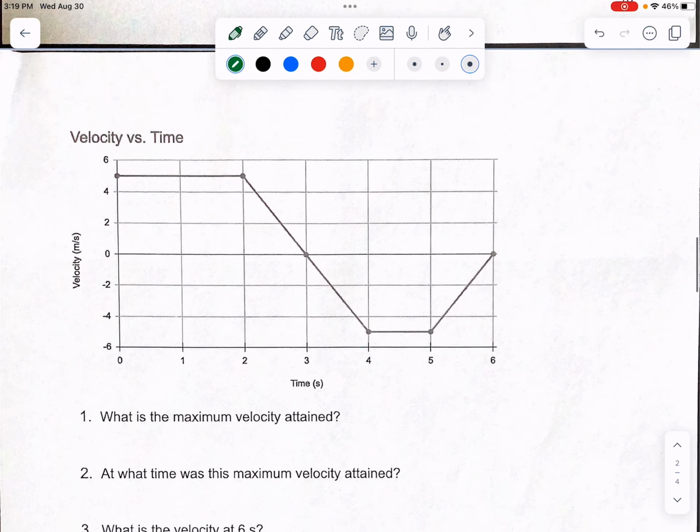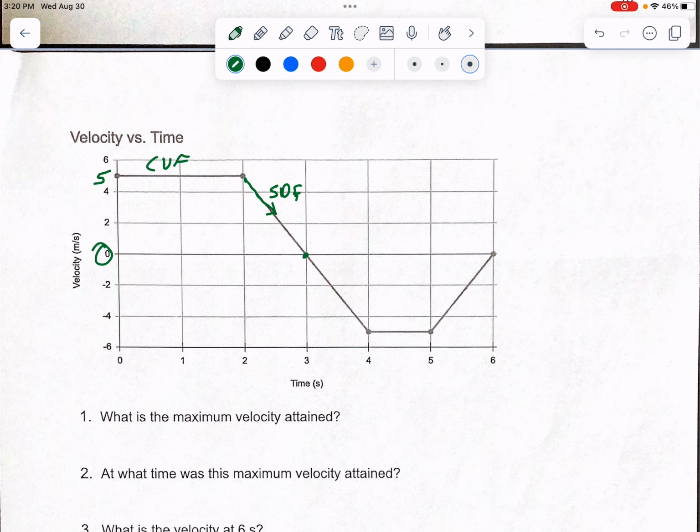Okay, moving on to the next graph. I'm going to go ahead and label the types of motions here. We have a constant velocity forward since we're above the x-axis, and we have a horizontal line. So we're pretty much staying right there at 5 meters per second for the first 2 seconds. Then we start going towards 0, so this is going to be slowing down forward. Then at 3 seconds, we stop. So we have 0 velocity. Remember, pay attention to that 0 line.